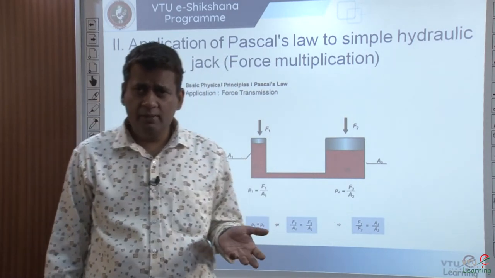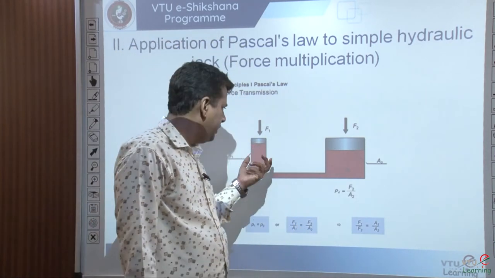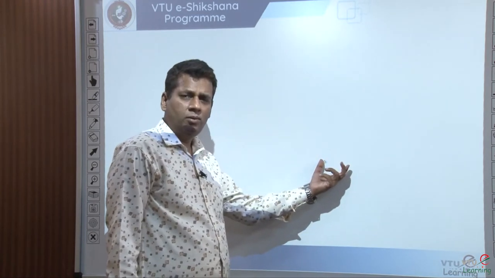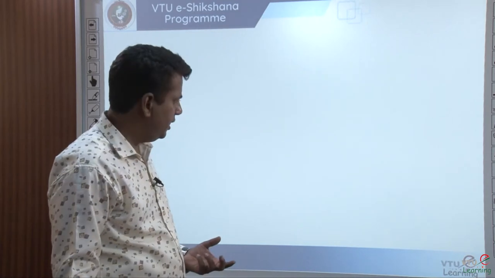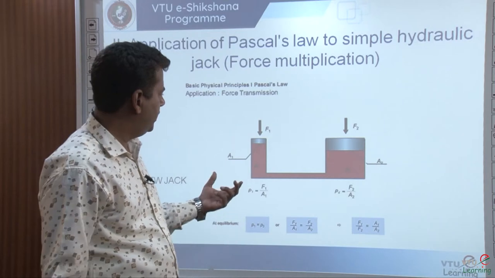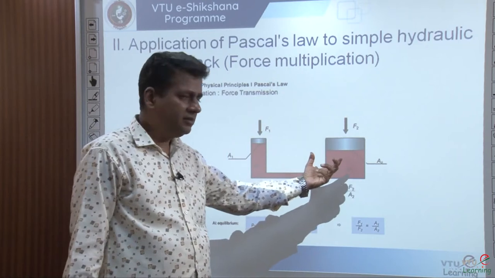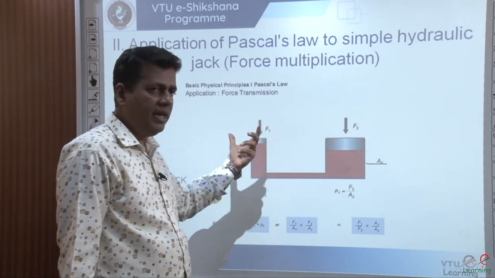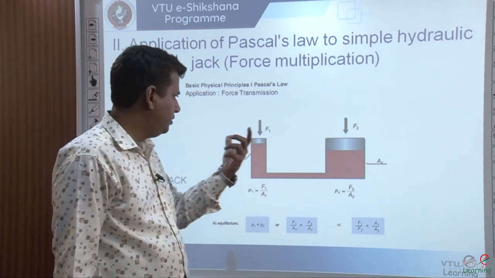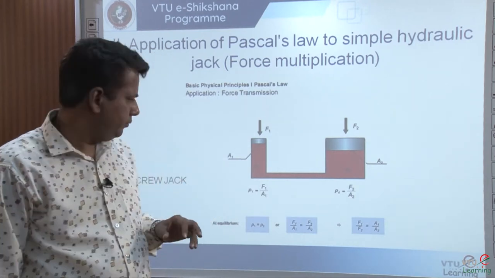What I mean by two dissimilar cylinders is that the configuration is different. This is a thin cylinder, this is the thick cylinder. So, the area of the thin cylinder is lesser than that of the thick cylinder. A1 is the area of the thin cylinder, A2 is the area of the thick cylinder. So, A1 is less than A2. F1 and F2 are the corresponding forces acting, right?